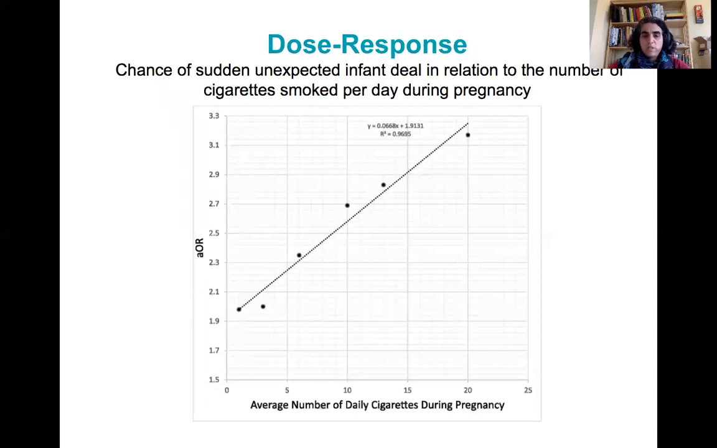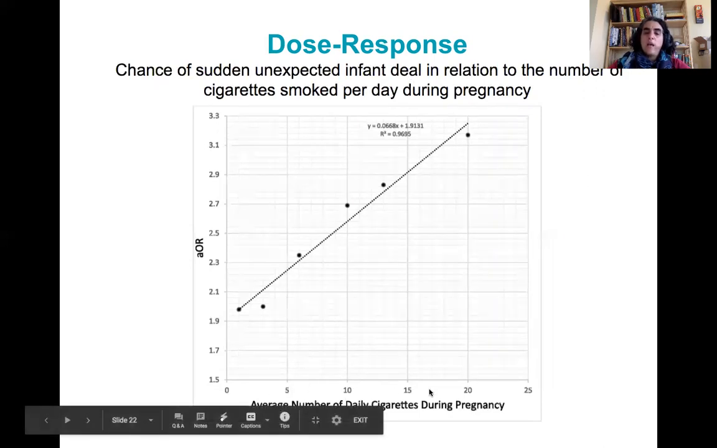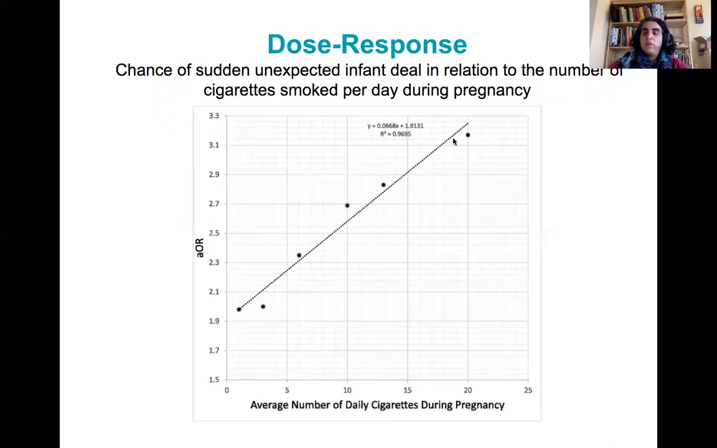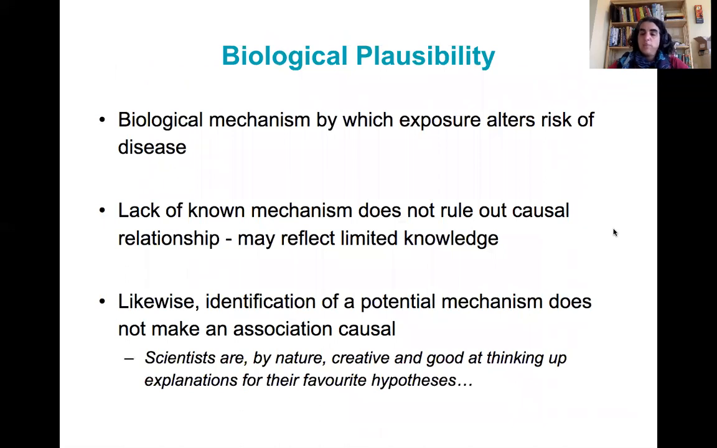One more example is cigarette smoking, and this is looking at the relationship between cigarette smoking per day and SIDS, sudden unexpected infant death. That should say death, not deal. I'm sorry, there's a typo on the slide. And again, we see that as the average number of daily cigarettes that moms smoked during pregnancy goes up, the odds ratio of sudden infant death increases as well. Okay, those are some of the big ones.